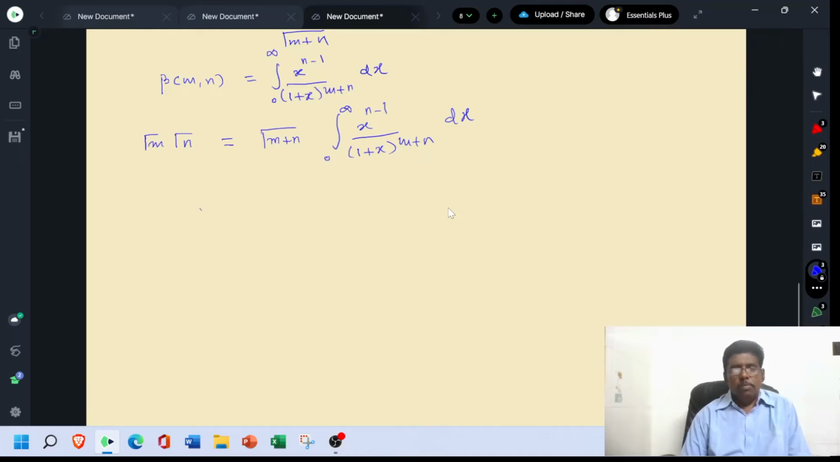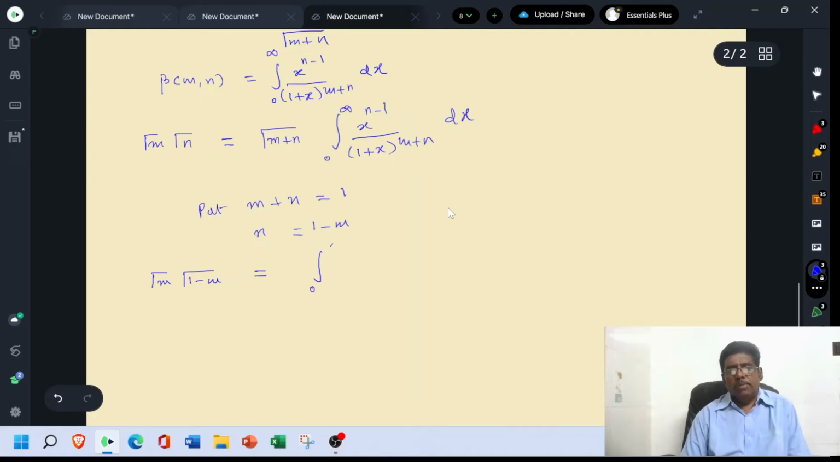Now put m plus n equal to 1. Therefore, n equal to 1 minus m. Substitute these values in the above equation. Gamma m into gamma n. Instead of n, we have to substitute 1 minus m, since m plus n is 1. Gamma of 1 is 1.